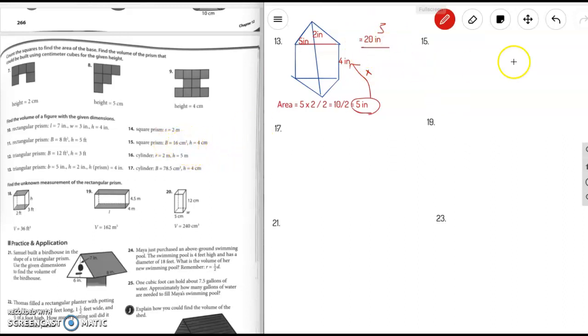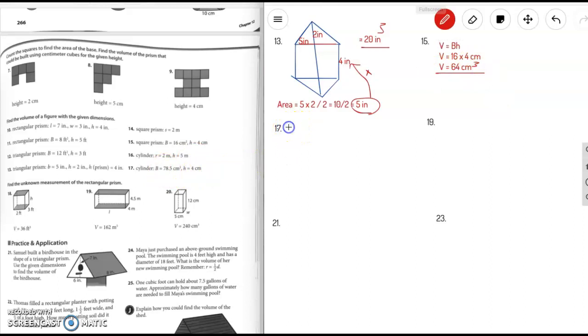15. Square prism. Base equals 16 centimeters times 4 centimeters for the height. And that gives us 64 centimeters cubed. Beautiful.